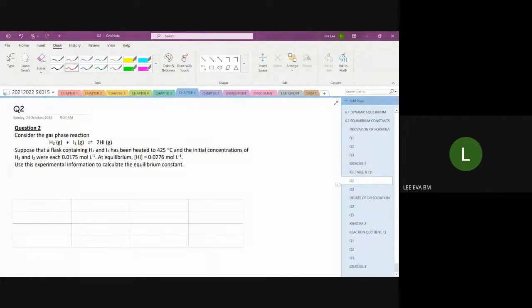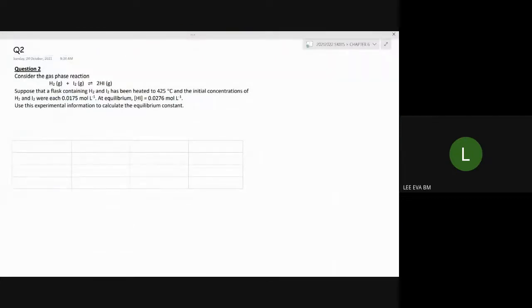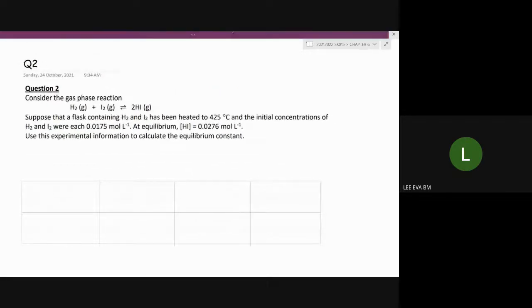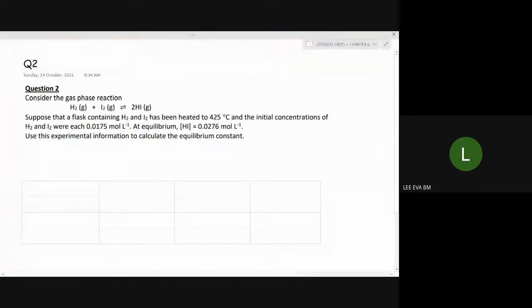Okay. So Madam wants to introduce you to the ICE table, how we are going to use it, when we are going to use it, how you are going to interpret the questions. So proceed to question number 2. Tell me the keywords which indicate this one is the second scenario. Initial concentration.